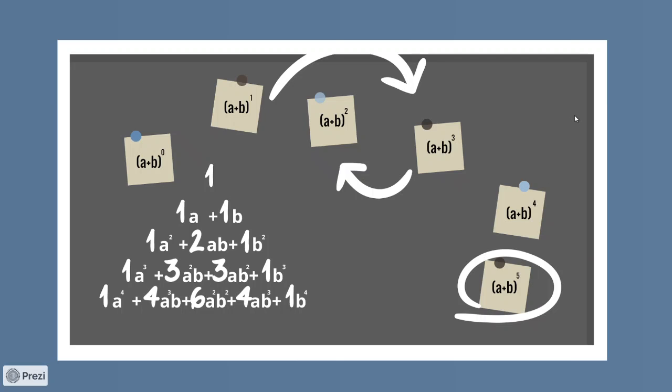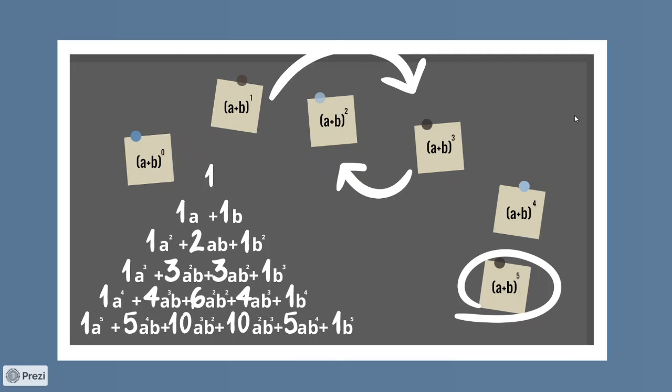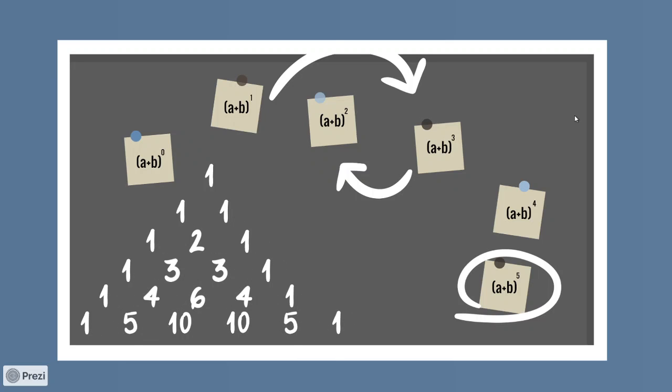Now what is the answer for that? 1a to the power 5 plus 5a to the power 4b plus 10a cube b square plus 10a square b cube plus 5a b to the power 4 plus 1b to the power 5. Now if I take all the variables off and keep only the coefficients, see what happens.